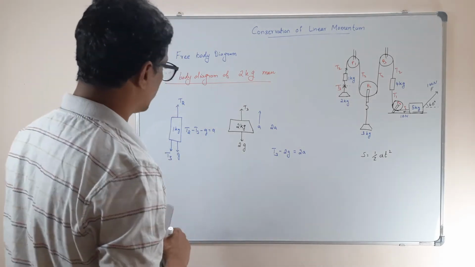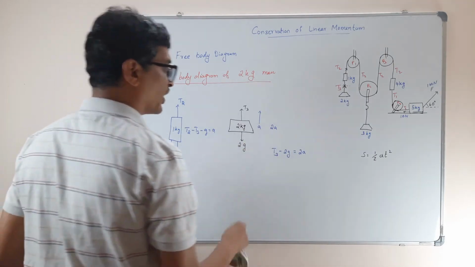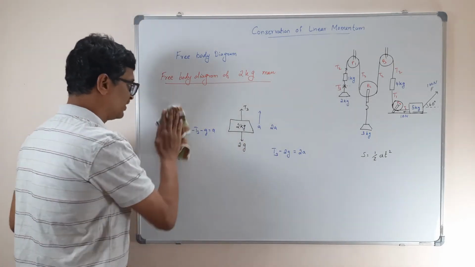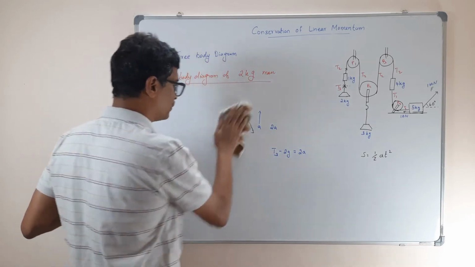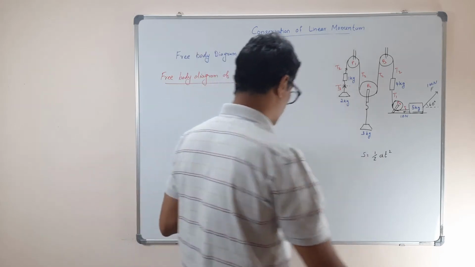And now, they give one more. Suppose the free body diagram of a 5 kg. Okay, now 5 kg is interesting. Why? Because there are a lot of forces and different component forces. Am I right? So let us write down the 5 kg.